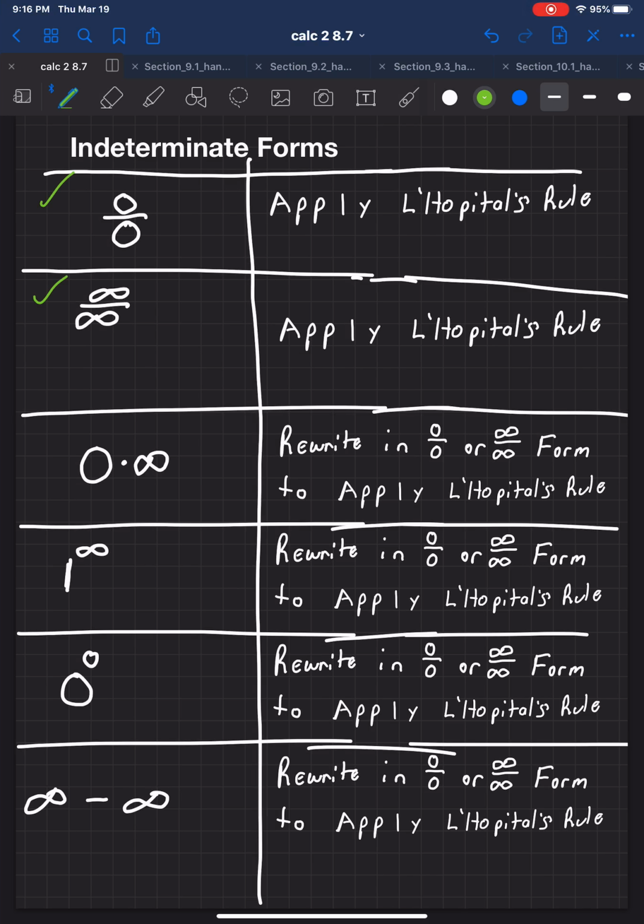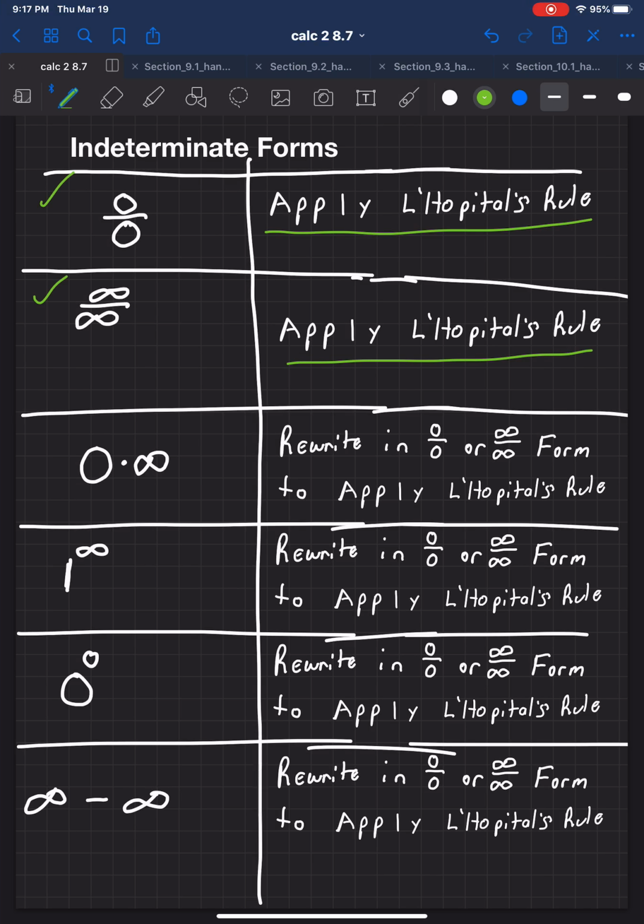When you're evaluating a limit, both of those forms are indeterminate. They don't tell you any information. In other words, you have to roll up your sleeves and do some more work to figure out what the limit is, if it even exists. But both of those allow for the application of L'Hopital's rule. Okay?